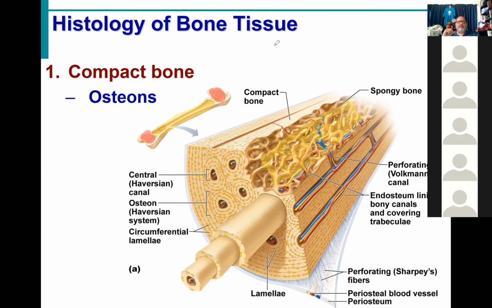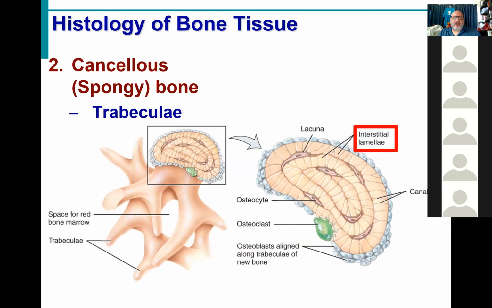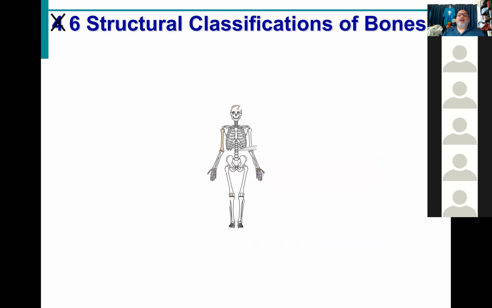Other than that, it looks like we covered everything on our histology handout. Notice there's not nearly as much histology for this section as there was for the last, but there's a lot more gross anatomy. All right, excellent. With that, let's talk about the 6 structural classifications of our bones.